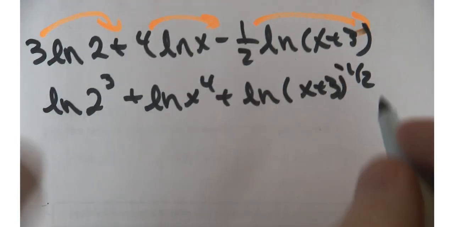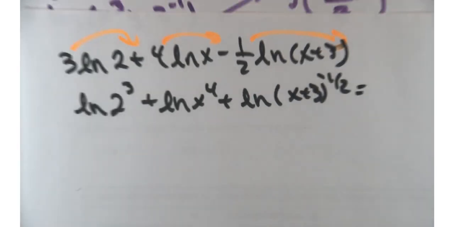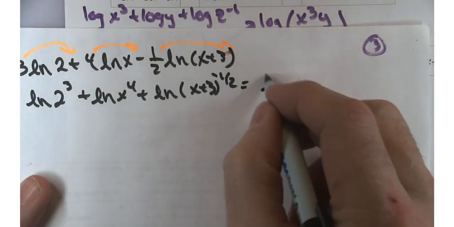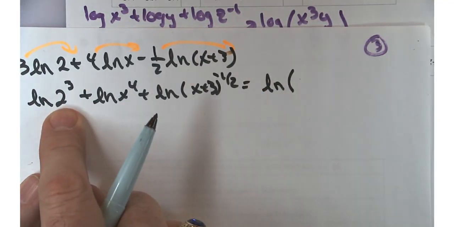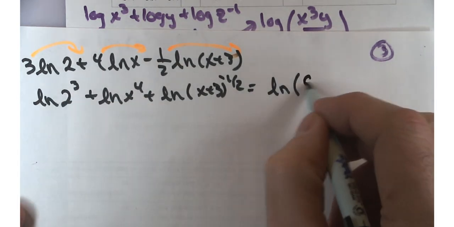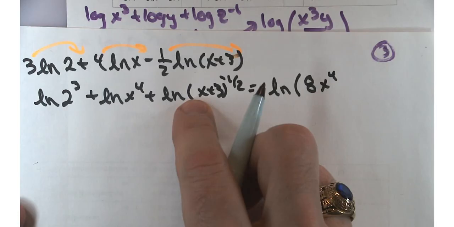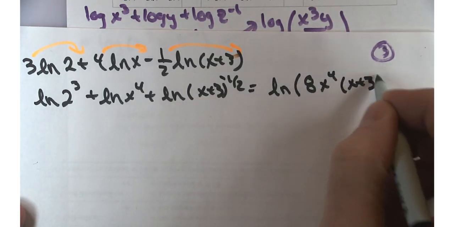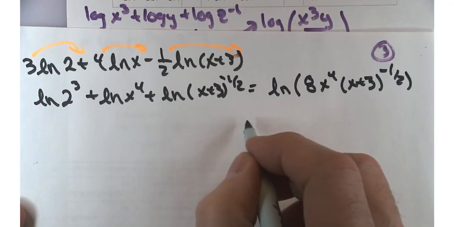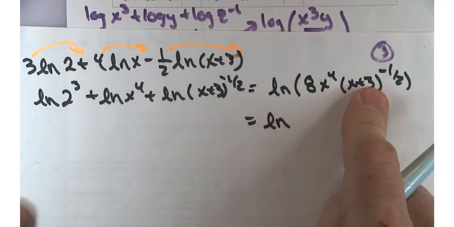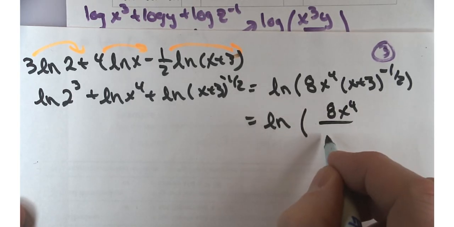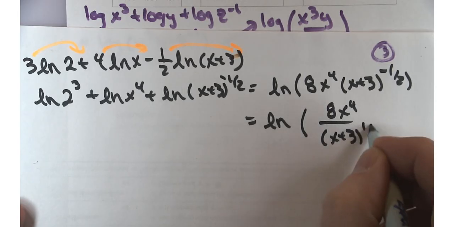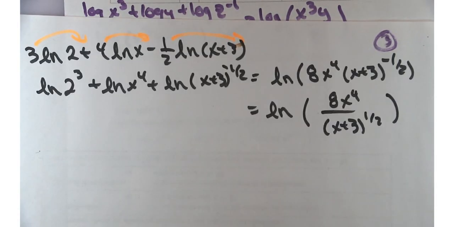Let's bring that together as the log of one term. So that's going to be the ln of, what's another way to write 2 cubed? 8, yep. 8 x to the fourth, and then x plus 3 to the negative 1/2. And finally get that last point by moving this x plus 3 to the negative 1/2 term to the denominator. That leaves me with 8x to the fourth in the numerator, and x plus 3 to the 1/2 in the denominator.